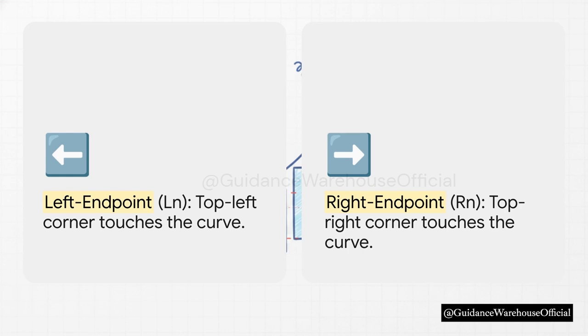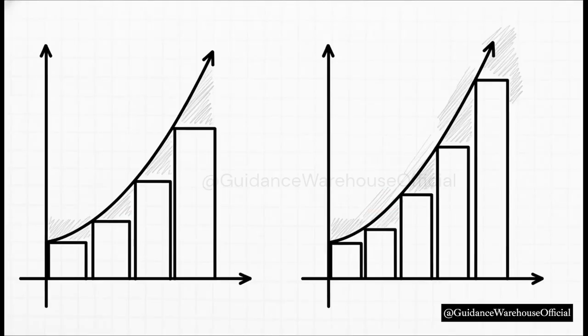We have the left endpoint approximation, represented by L sub n. In this model, you construct your rectangle so that its top left corner perfectly touches the curve, so the height is based entirely on the left side of that subinterval. In contrast, the right endpoint approximation, R sub n, constructs the rectangle so that its top right corner touches the curve. Let's look at a concrete example to see why this choice actually matters.